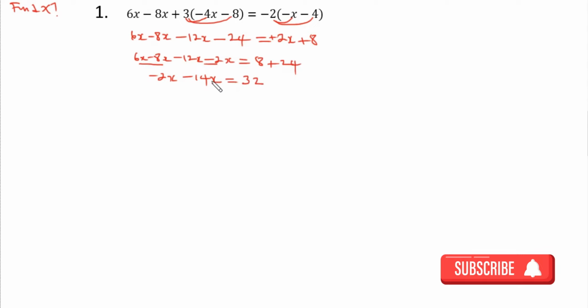Then we have minus 2x minus 14x, which gives you, add it and take the sign, minus 16x. This equals 32. So we are finding x; we divide by minus 16. We divide it again by minus 16. So x is equal to 16 into 32, which is 2 times. So we have x equals minus 2. So this is our answer.